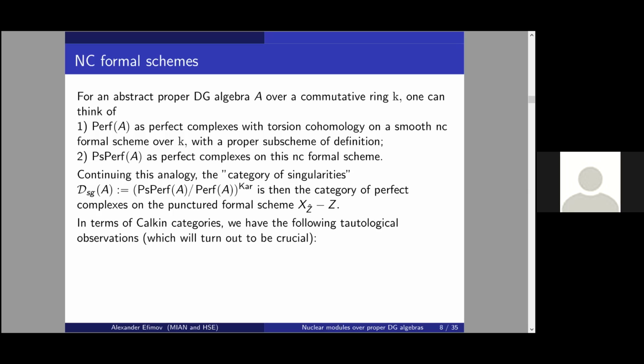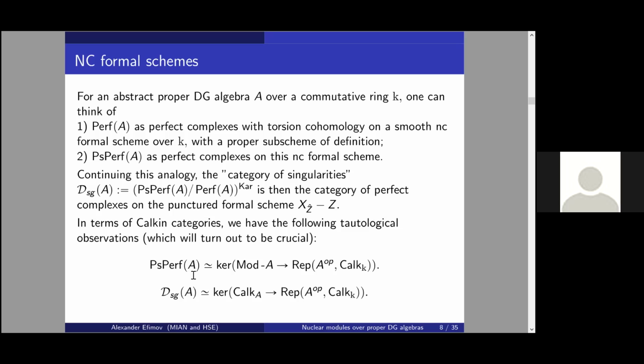So in terms of Calkin categories, we have the following observations, which for now may seem to be totally unnecessary, but it will turn out that they're actually crucial and quite tautological. So first, pseudo-perfect modules over A. This is the same as the kernel of the functor from A-modules to representations of A opposite in the Calkin category. A-modules are representations of A opposite in K-modules, and so we have a natural functor. And tautologically, a module is pseudo-perfect exactly if it is in the kernel of this functor.